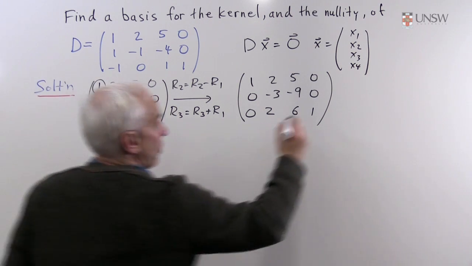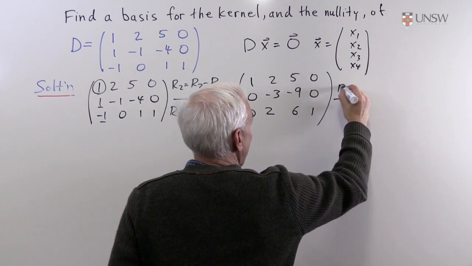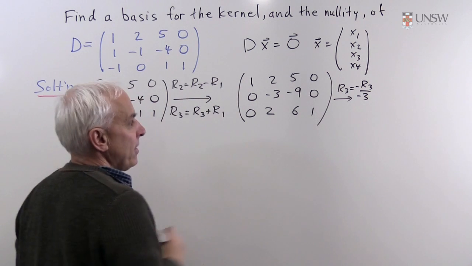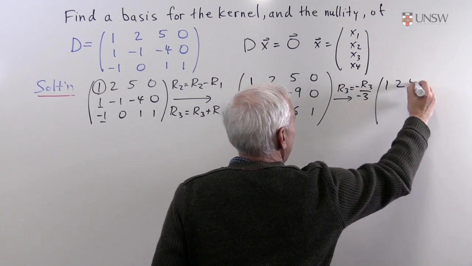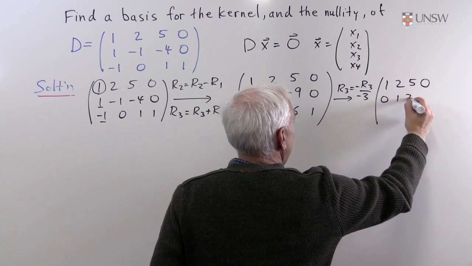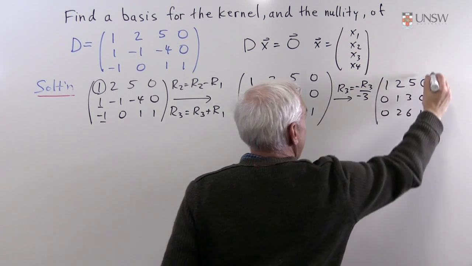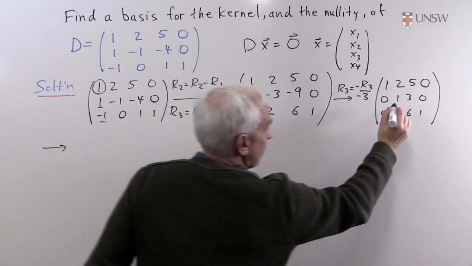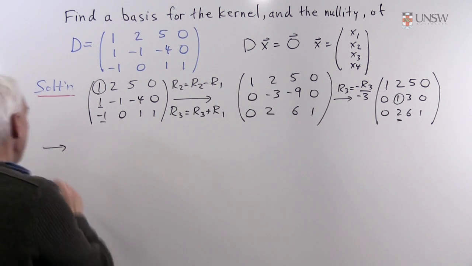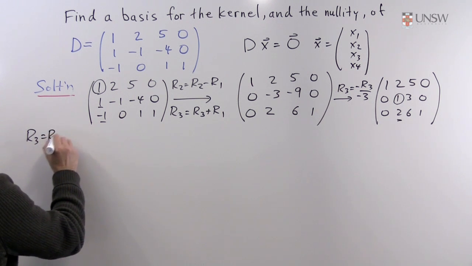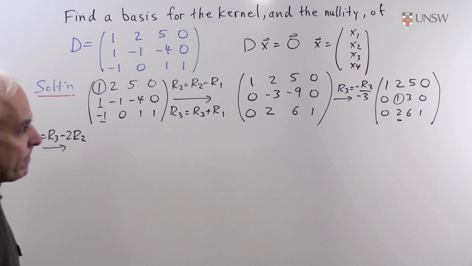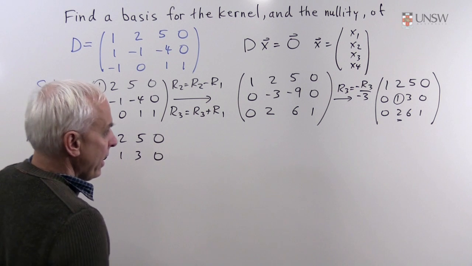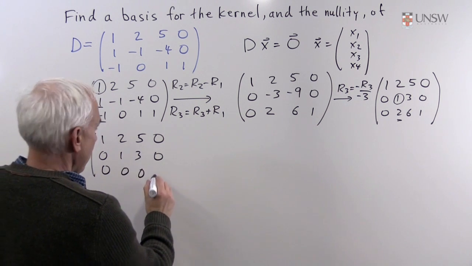Okay, the next stage, we could say take row 3 and divide it by minus 3. Make it a little simpler. We get 1, 2, 5, 0, 0, 1, 3, 0, and 0, 2, 6, 1. Okay, and then we would take that and use this element here to get rid of the 2 below it. So row 3 equals row 3 minus 2 times row 2, giving us 1, 2, 5, 0, 0, 1, 3, 0, and 0, 0, 0, 1.